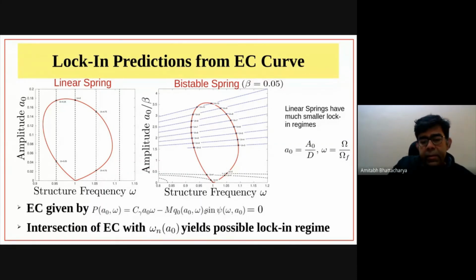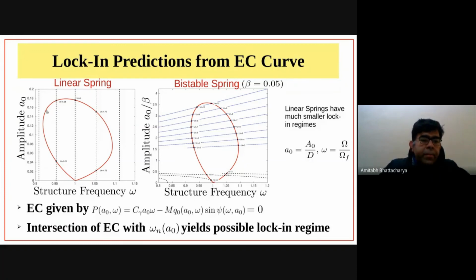The left-hand side minus right-hand side, when you look at it and it goes to zero, then you get the equilibrium constraint. For linear springs, the interesting thing is that your equilibrium constraint doesn't have the spring coming into the picture anywhere. It purely depends on the properties of your vortex shedding, and it is also given by your energy balance basically.